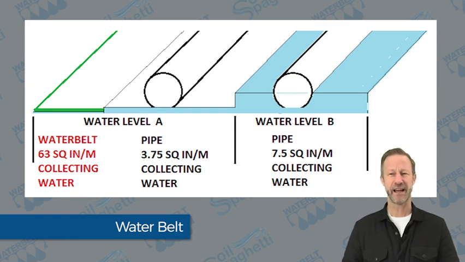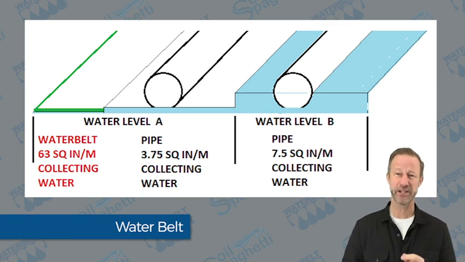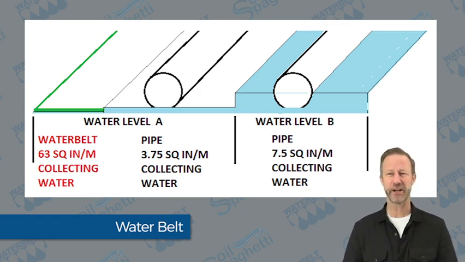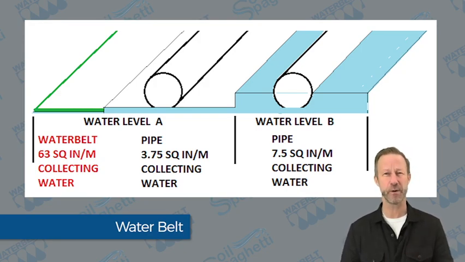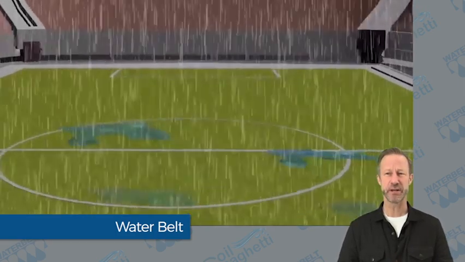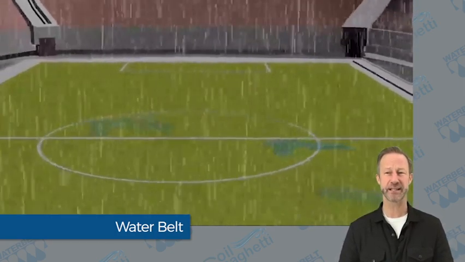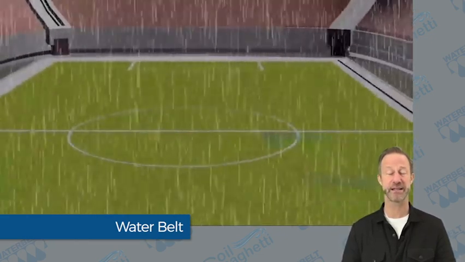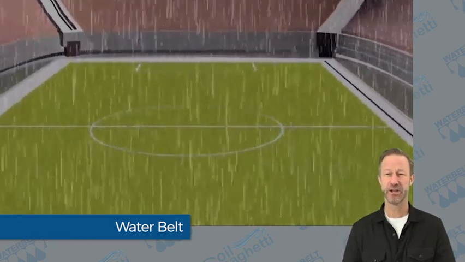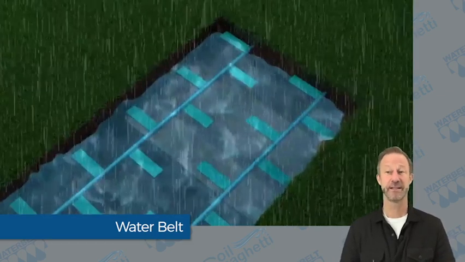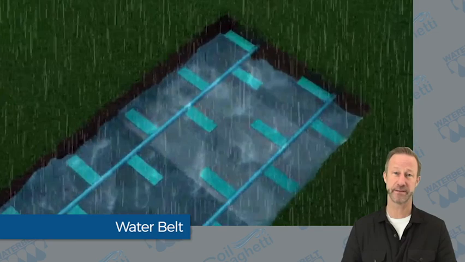When water rises to the level of the belt, water level A, 100% of the belt, 63 square inches per meter, is available for collecting water. Perforated pipe with water at the same level can only offer 3.75 square inches per meter for collecting water. Even if the water rises halfway up the pipe, only 7.5 square inches are available for collecting water. Designing a drainage system using components which were never designed for a particular task will result in a problematic compromise where additional components must be added to reduce the shortcomings of the system, such as adding drain rock or filters.